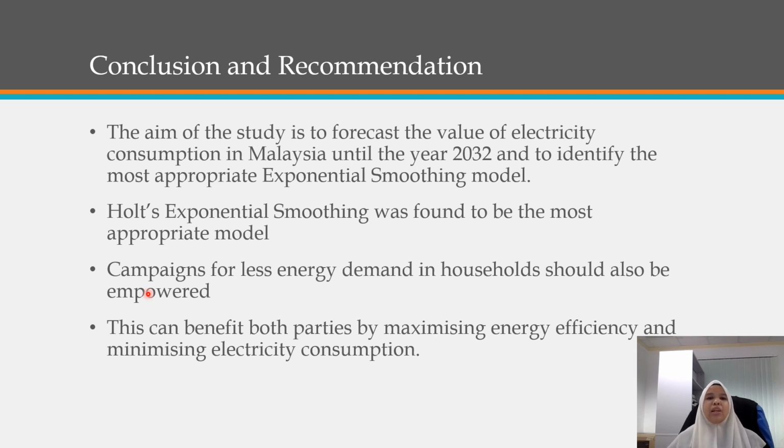As a recommendation, the campaign for less energy demand in households should be used and promoted, as this is a model from the residential sector. The campaign is beneficial for both parties to maximize energy efficiency and minimize electricity consumption.